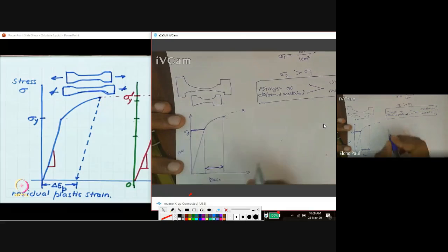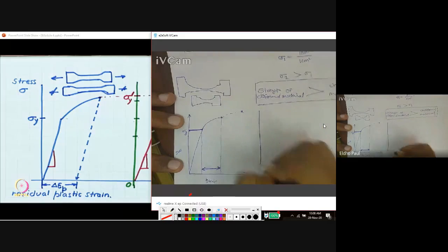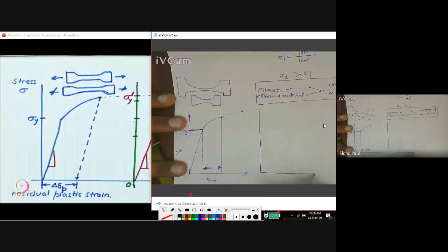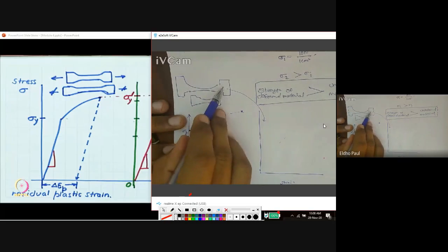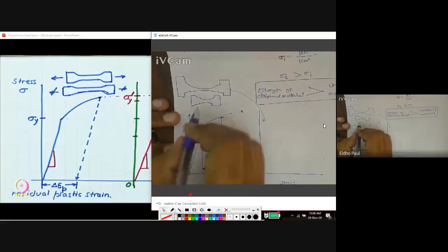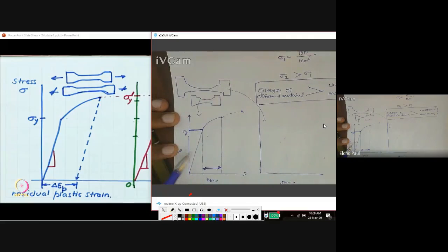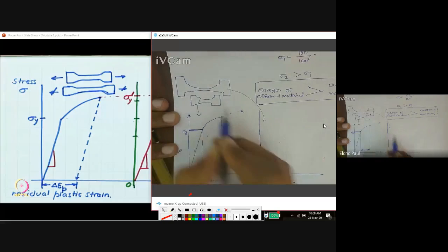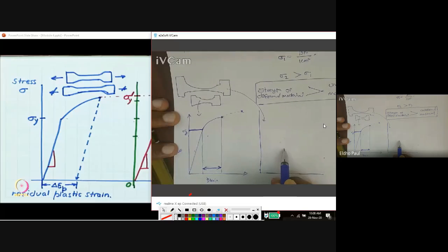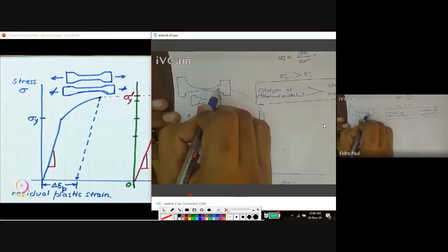Okay, again, I am repeating this experiment with this sample. That is the deformed material. In the first experiment, the undeformed material was my sample. But in this experiment, the sample at this point is used for the experiment. So I repeat the experiment with this deformed sample.